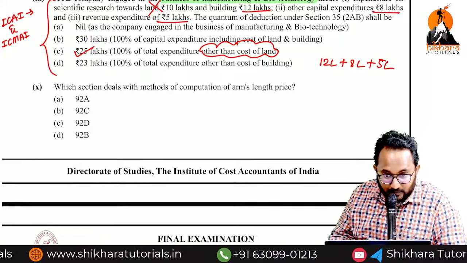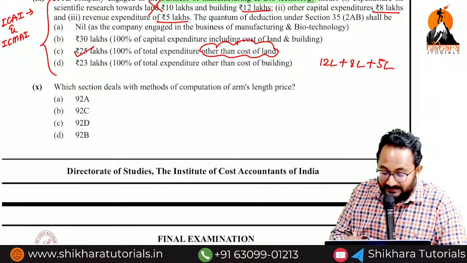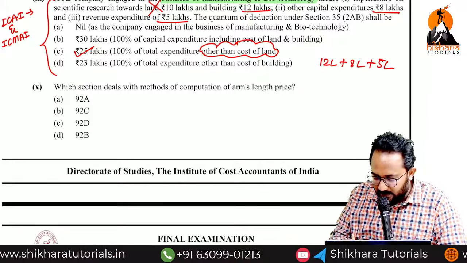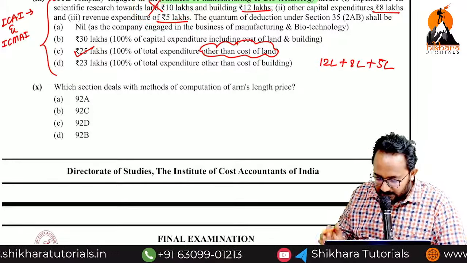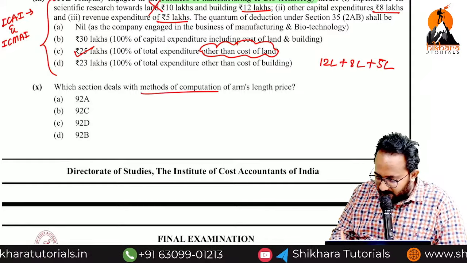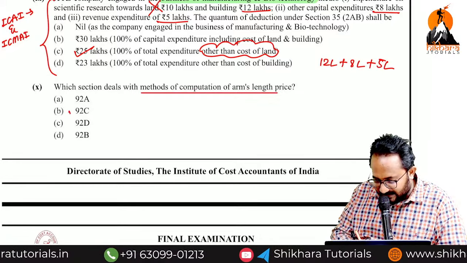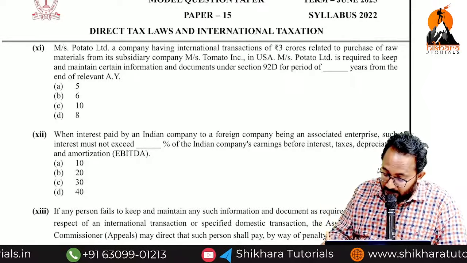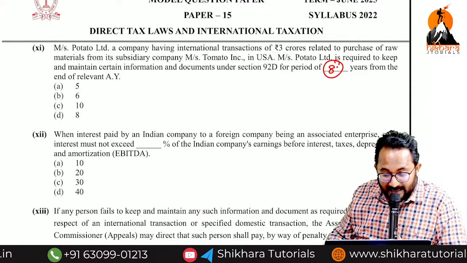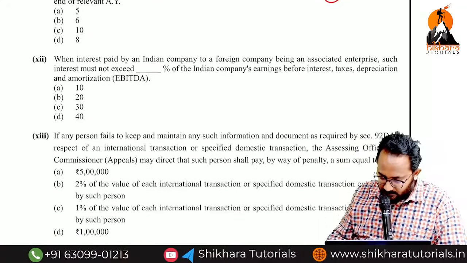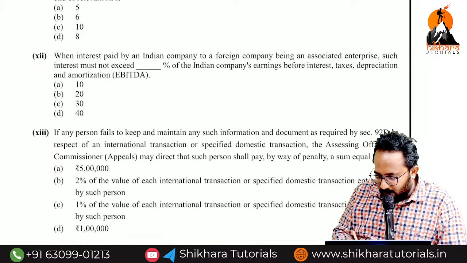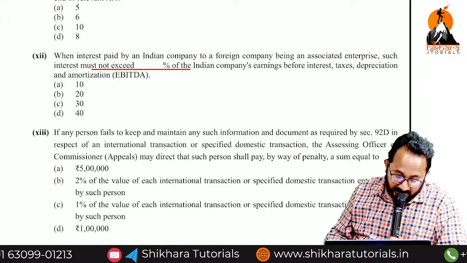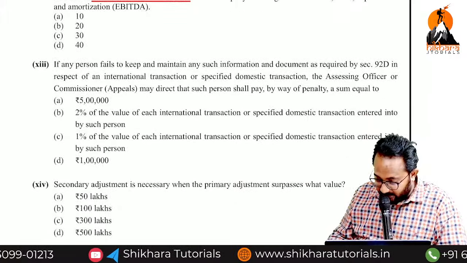But if you follow that section, they are saying other than land and building is allowed, but please only exclude land, the others are allowed. Arm's length price computation methods are given in 92C, and next, 92D records we have to maintain for 8 assessment years. Next, section 94B, interest deduction, is 30% of EBITDA.